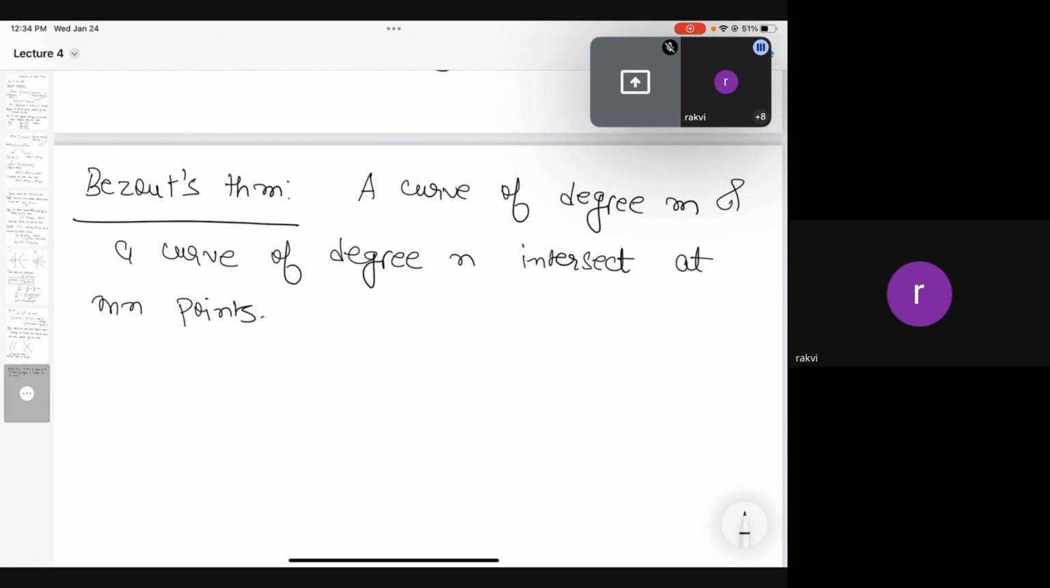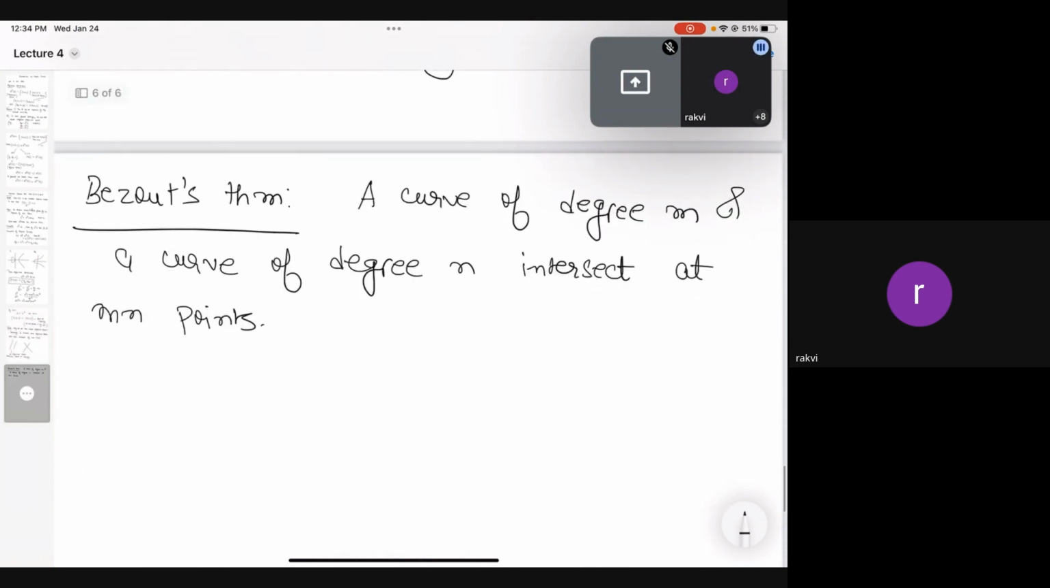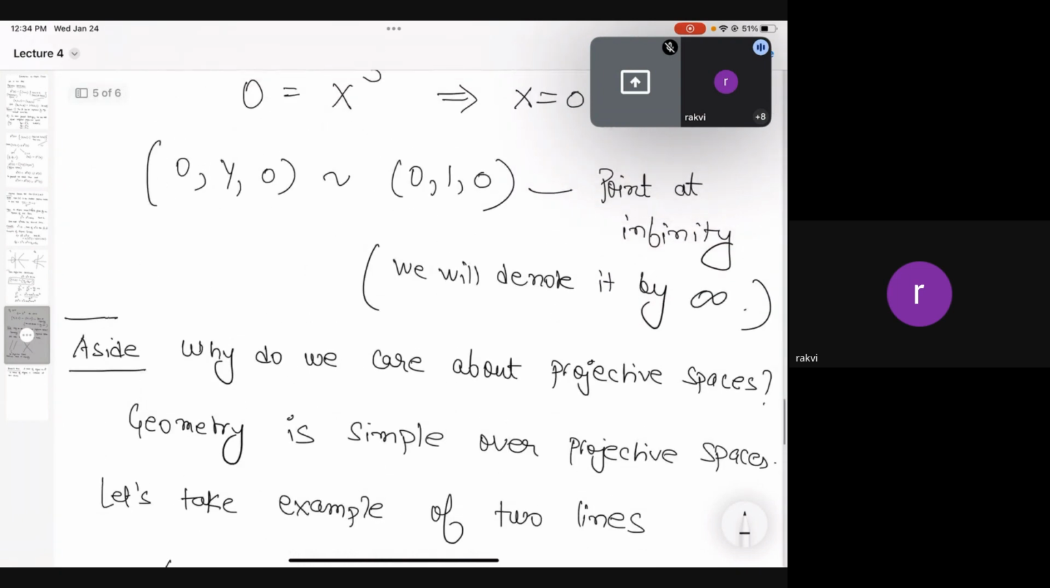These kinds of results are hard to state over affine, because we can very well have, like we just saw, no intersection. But over projective spaces, we always have a solution. So things become slightly simpler. I just wanted to give a quick motivation. So anyway, let's go back to elliptic curves.